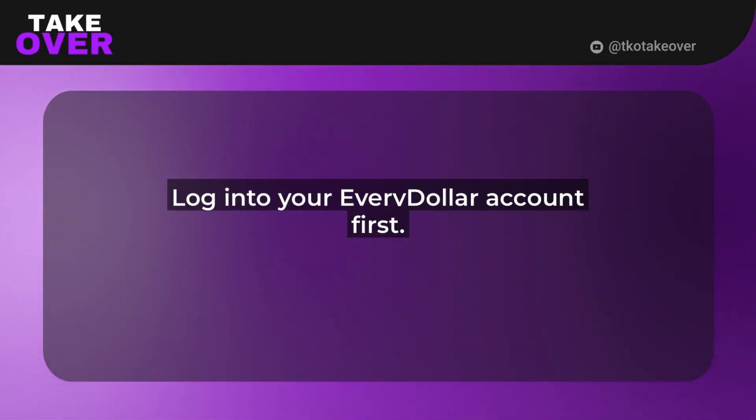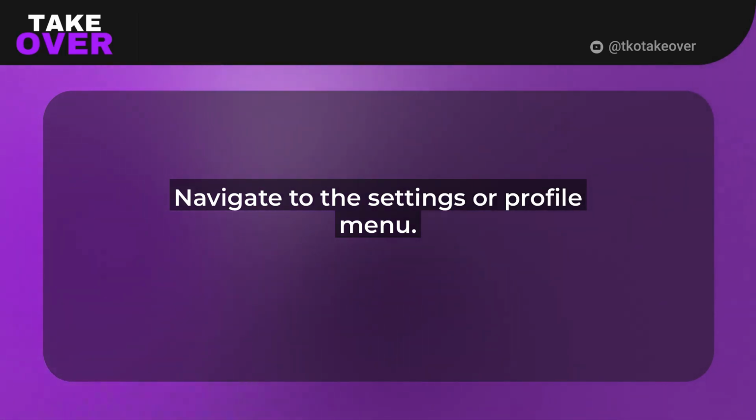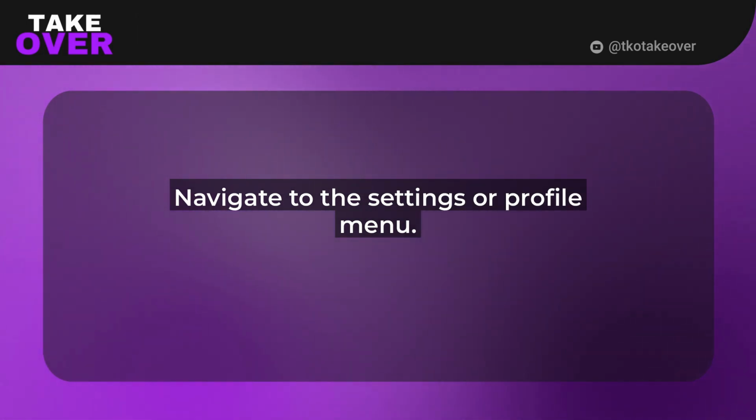Let's dive right in. First things first, make sure you're logged into your EveryDollar account on the app or website. If you don't have an account yet, go ahead and sign up. It's quick and free. Once you're in, head over to the main dashboard. Look for the profile icon or settings menu, usually in the top right corner. That's your gateway to upgrading.